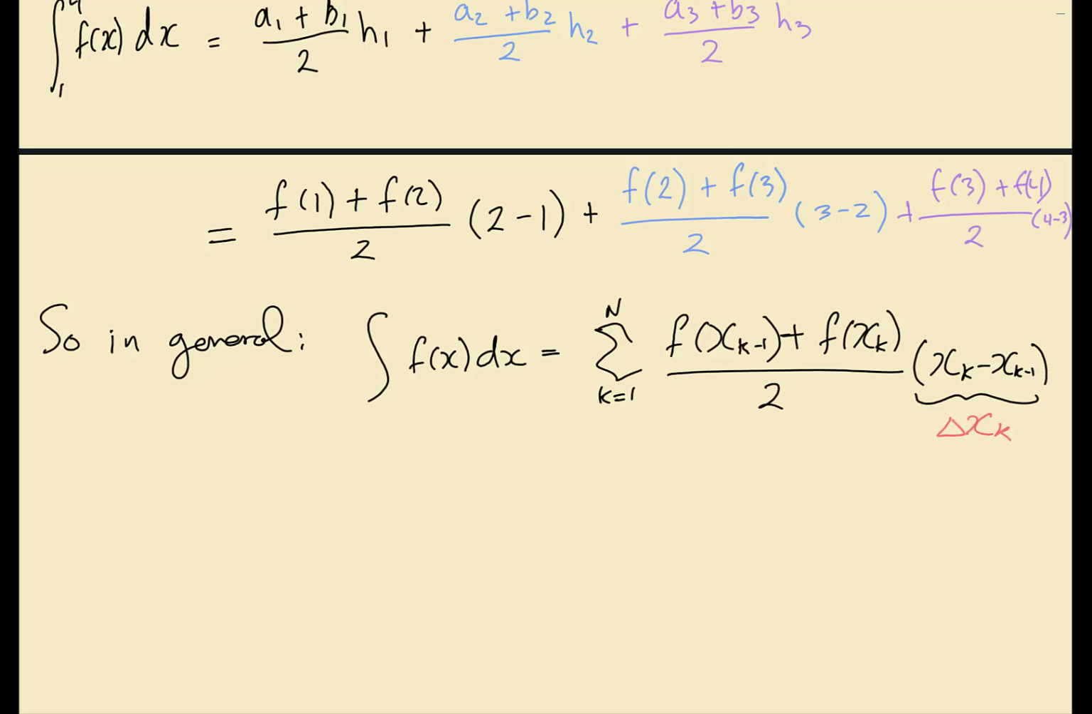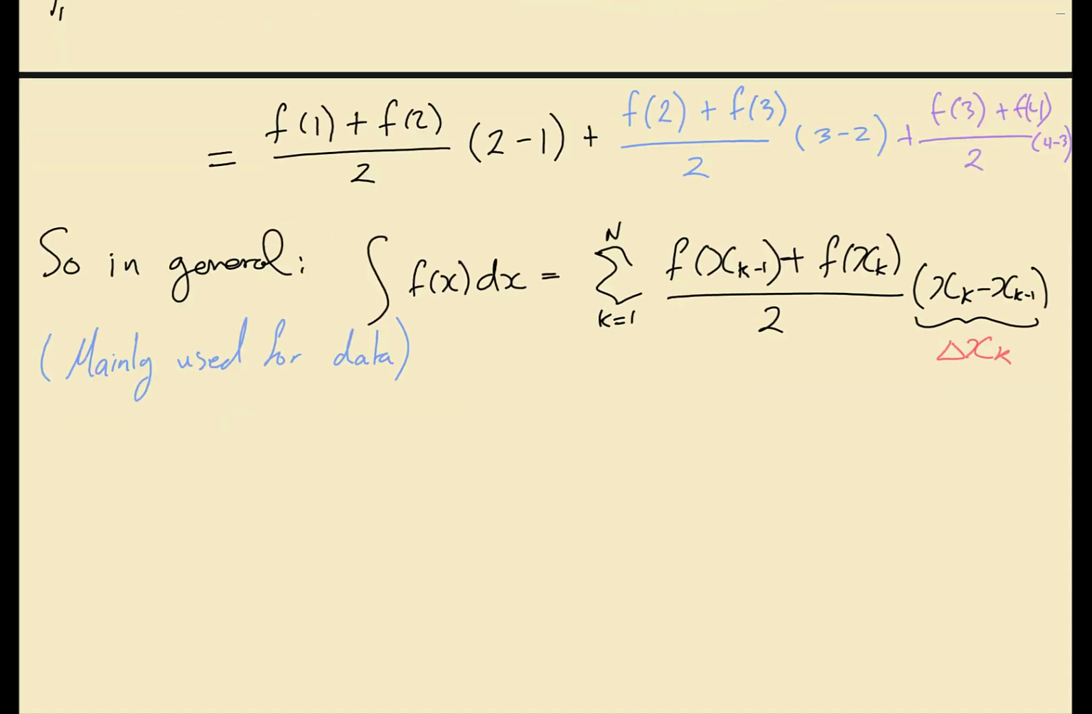So in some cases, delta xk would not be constant. If I have a set of points and I don't have a function, it's just experimental points, and they're not equally spaced, then I would use this general form here. And this form, like I mentioned, is mainly used for data.